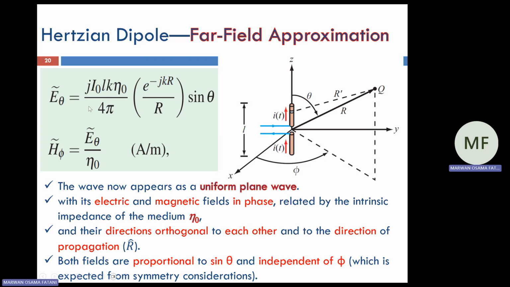And now with the far field approximation, the wave appears as a uniform plane wave, as a line, as I showed you before. We have the electromagnetic fields in phase, and their directions are orthogonal to each other, and both fields are proportional to sine theta and independent of phi because of symmetry.